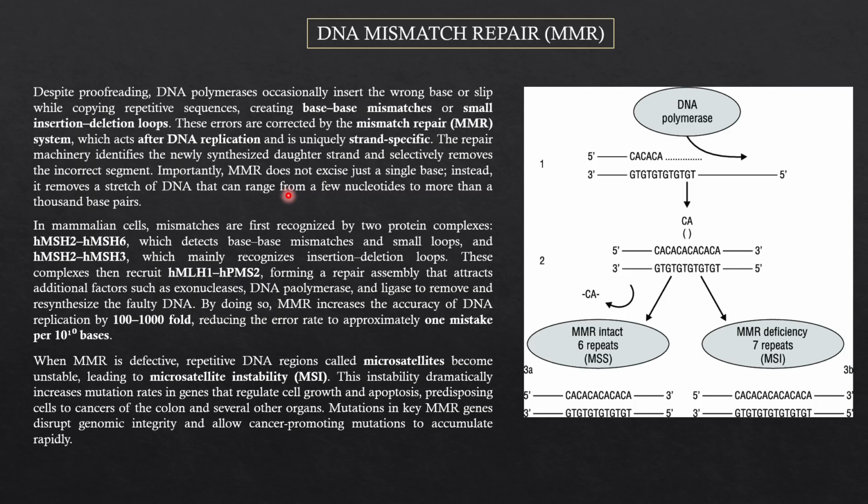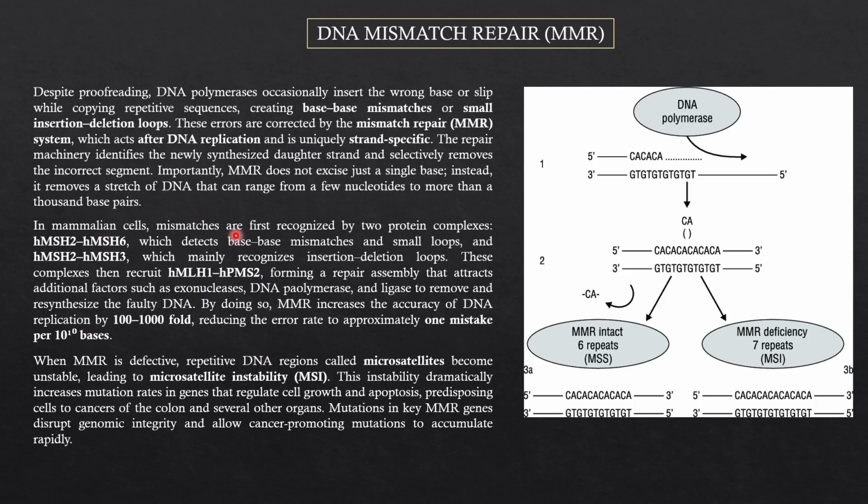And importantly, this does not excise just a single base, instead it removes a stretch of the DNA that can range from a few nucleotides to more than thousands of base pairs. So basically the DNA polymerase acts on these nucleotides, and as a result, MMR intact shows 6 repeats here and the MMR deficiency shows 7 repeats here. This basically corrects, repairs these mismatches.